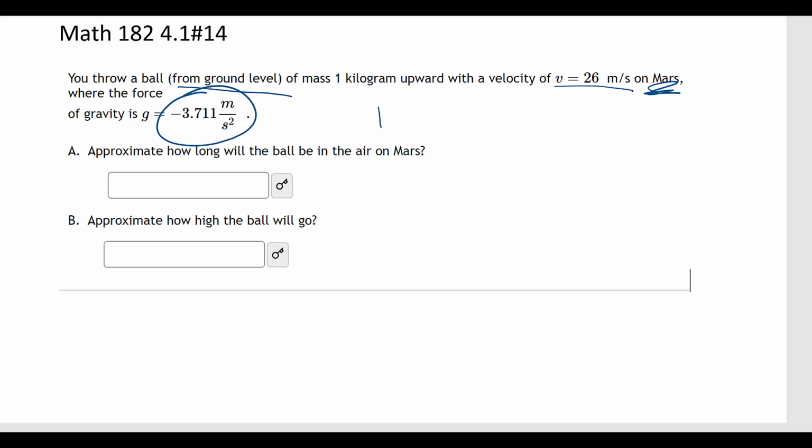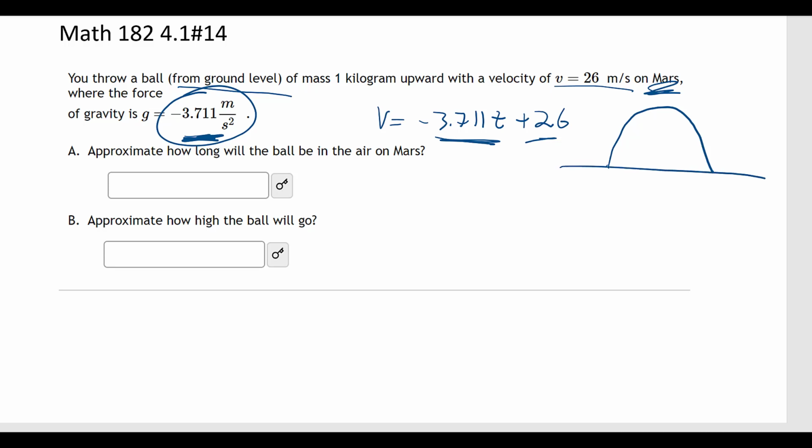So if we look at velocity, we have the initial velocity, but then we have this part of the function that's slowing it down, the acceleration. So negative 3.711 times time plus the initial speed there. Acceleration times time is velocity, and that's what we're getting for this first part, and then we have an initial velocity. So it's going to be thrown up and comes back down, and this would be considered time 0 here.